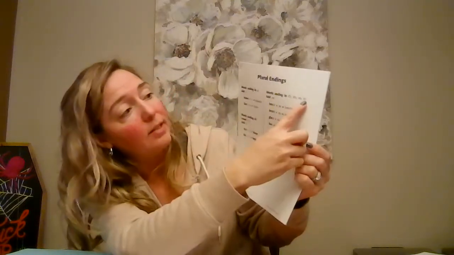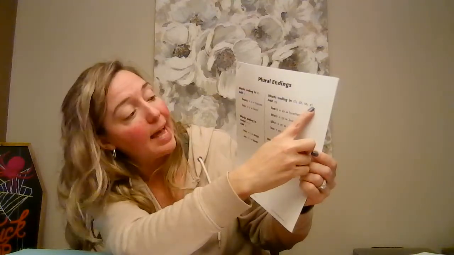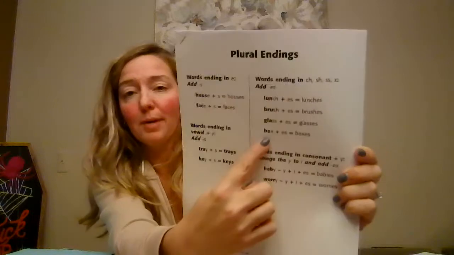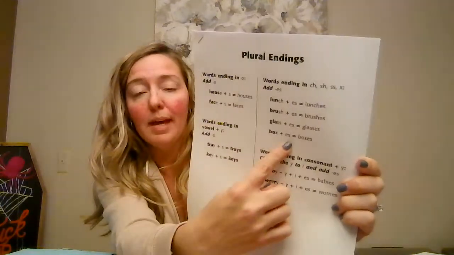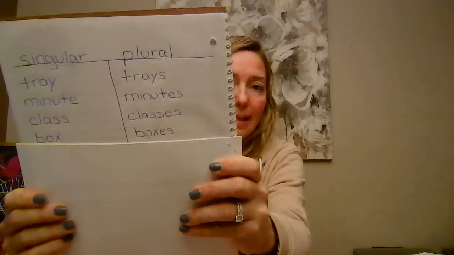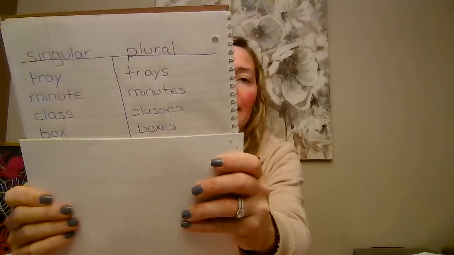For box, box ends with an X. Back at the chart, I look where it says for X. There it is. X ends with ES, like in boxes right here. Box plus ES gives us boxes. So I have boxes.